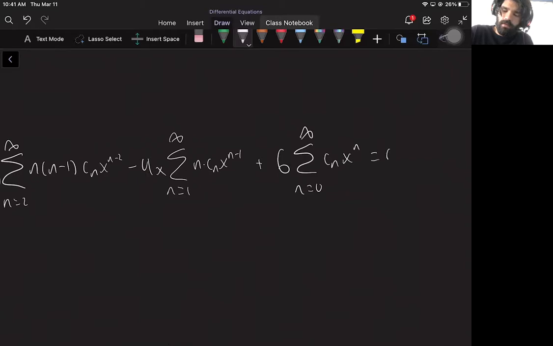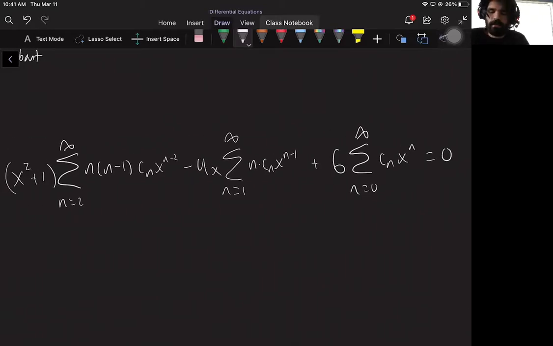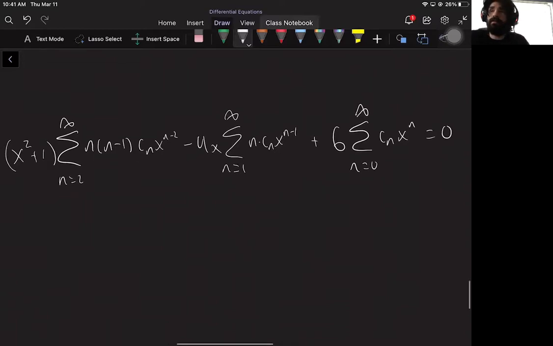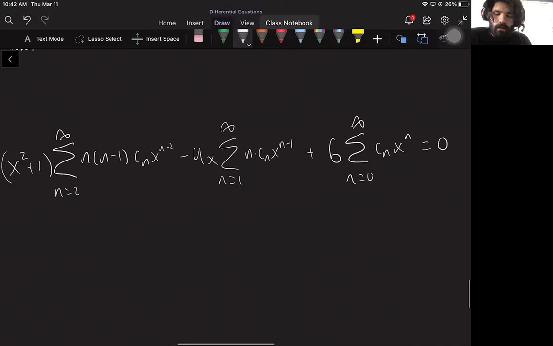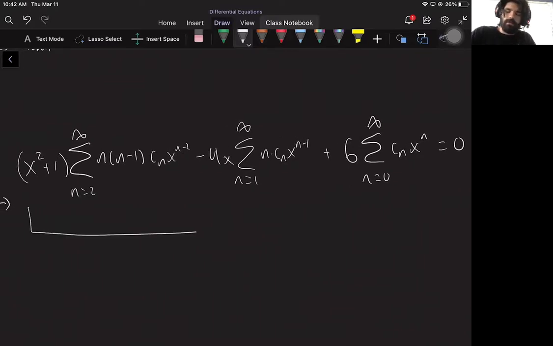Now the key is to keep remembering, I'm trying to figure out a way to write Cn in general. And it could be that it breaks up into even and odd cases or something like that. Or we'll see in this case, it just all simplifies very nicely instead. Okay, so how do we start simplifying this thing? We want to try to get all this as one big series. That's the next step.